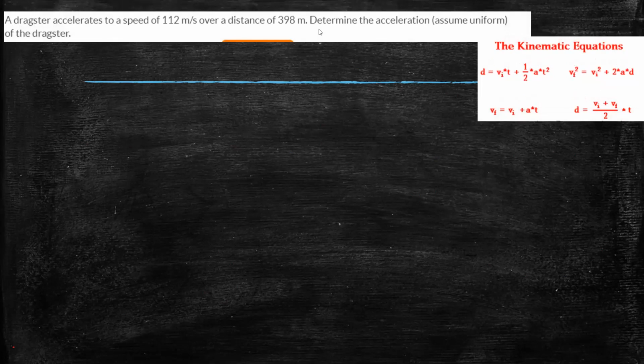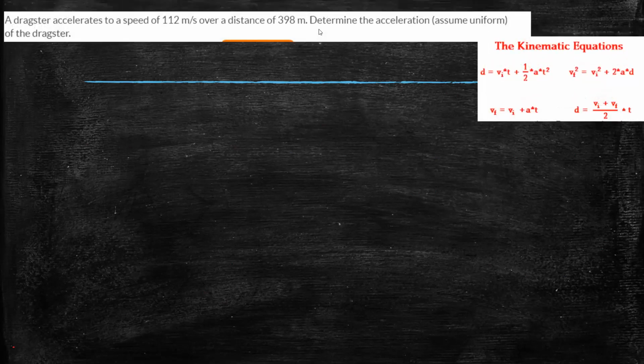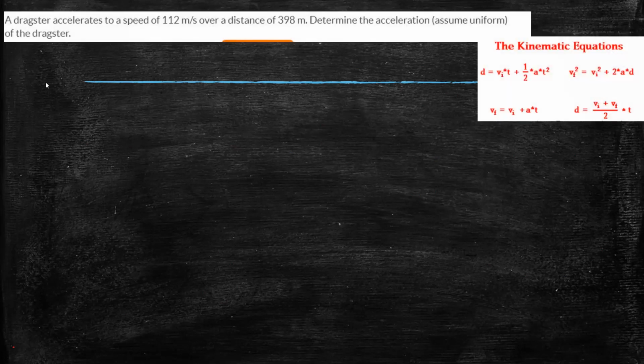Sorry, there's a question I skipped. I will solve this one, but I will go back to it. So here there's a dragster that accelerates uniformly. So I want now to find A, with a speed of 112 meters per second over a distance. So what is the V initial here? And what is the V final? V initial is 0. V final is 112 meters per second.